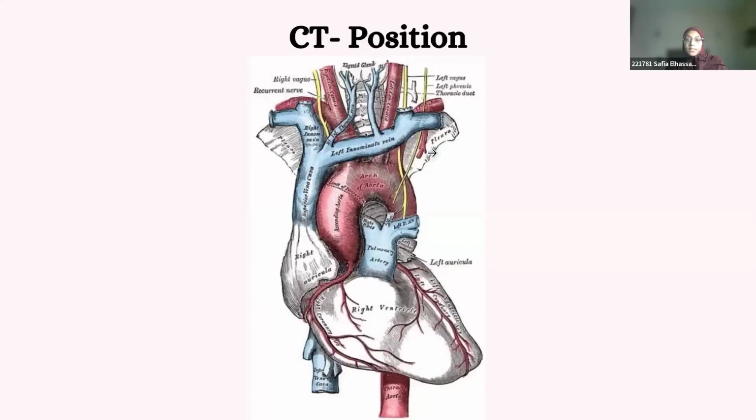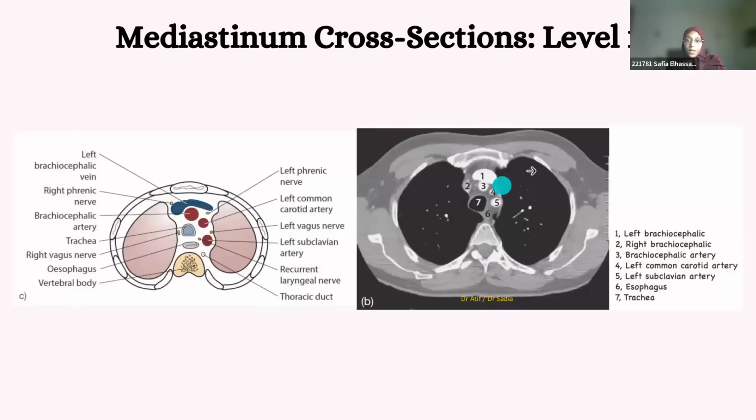So for this CT scan, we would be somewhere around here. We're seeing the left brachiocephalic vein, the right brachiocephalic vein, and the brachiocephalic trunk, as well as the left common carotid and the left subclavian. One thing to note about the left common carotid and the left subclavian is that the left common carotid tends to be a little bit more anterior as compared to the left subclavian.